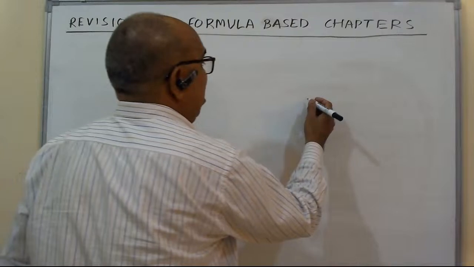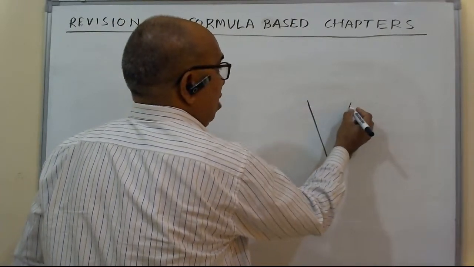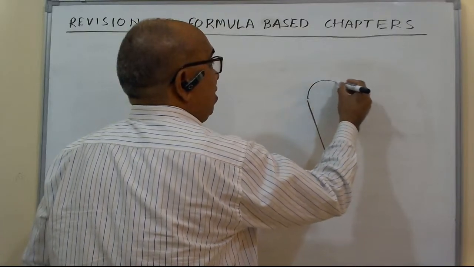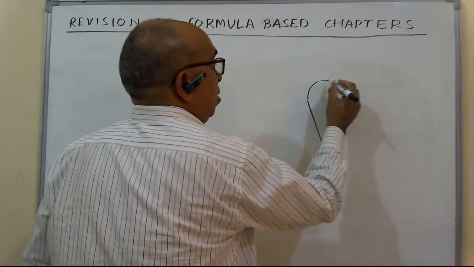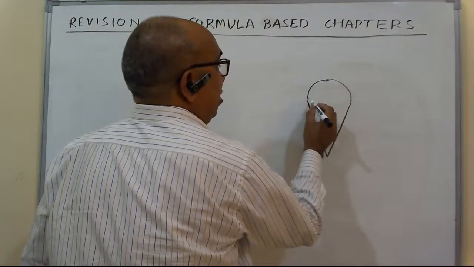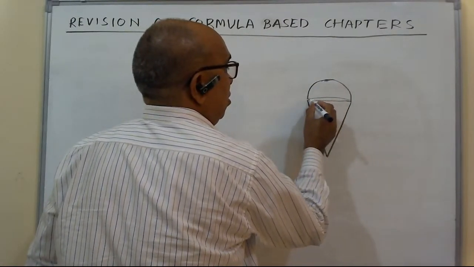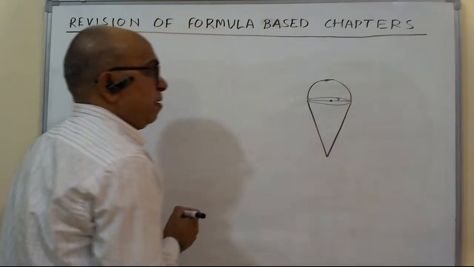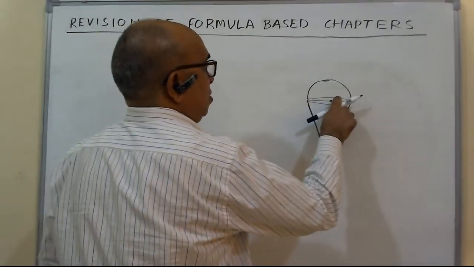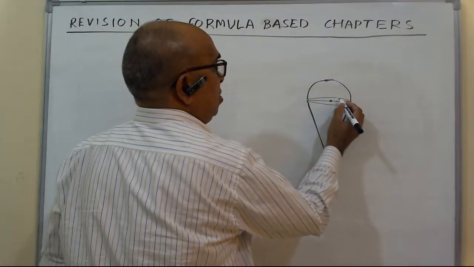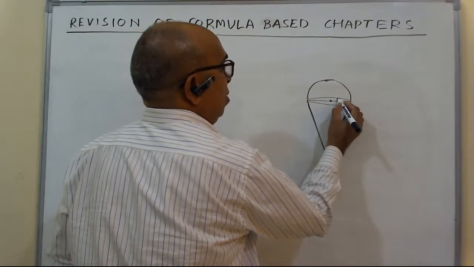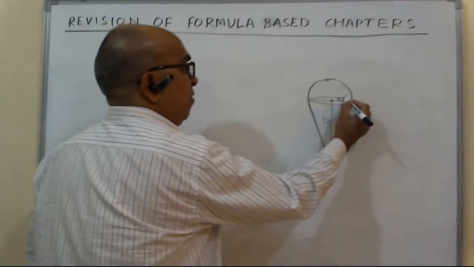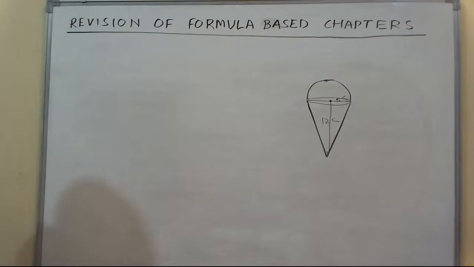So today I am taking one question. It is from your textbook only. Suppose this is a cone and the top one is hemispherical, and the radius of the cone is, suppose not 7, it is 5 centimeter, and the height of the cone is 12 centimeter. It is 5 centimeter, 12 centimeter, right?